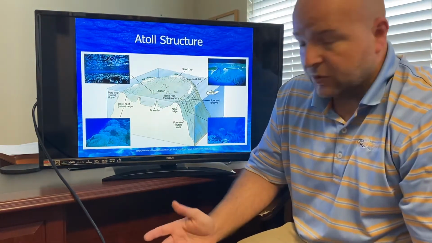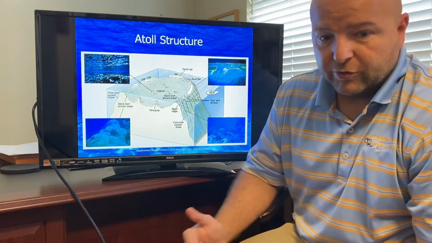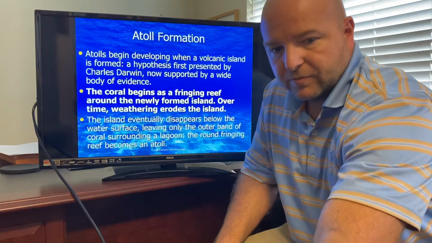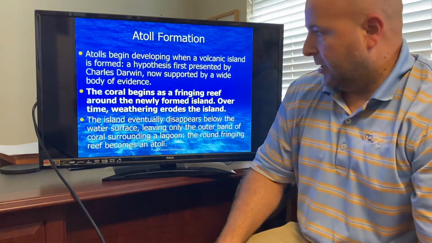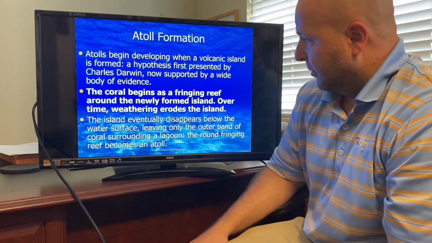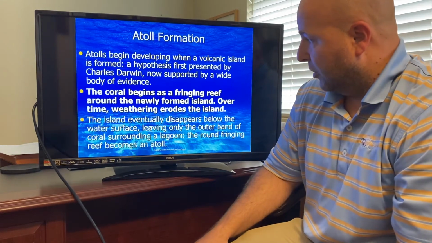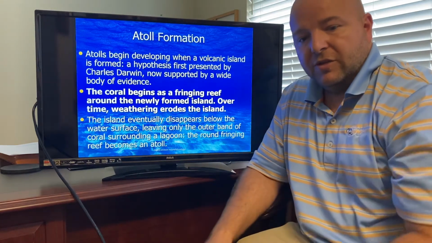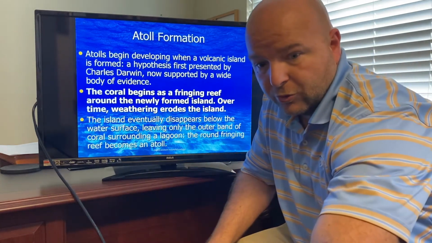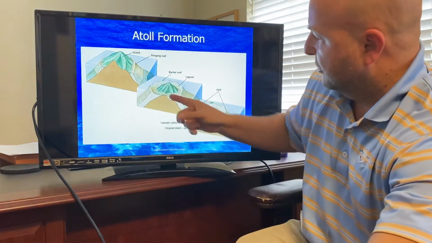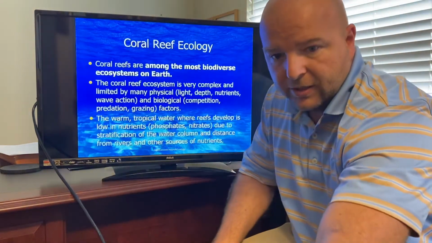So the reef forms as a fringing reef, but over time the mountain erodes, and you end up with an atoll that gets formed. And again, this is what we just said. The coral begins as a fringing reef around a newly formed island. Over time, weathering erodes the island, leaving that sort of circular atoll reef formation. Another image over time of how it would work.